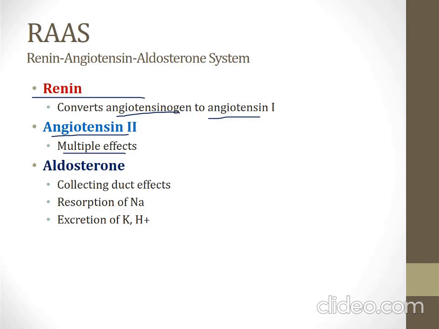And the final substance is aldosterone, which we'll also talk about later. It has effects in the collecting duct of the nephron. It can trigger the resorption of sodium and also the excretion of potassium and hydrogen ions.